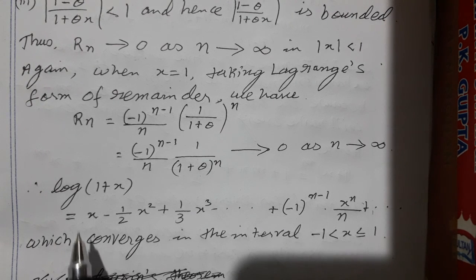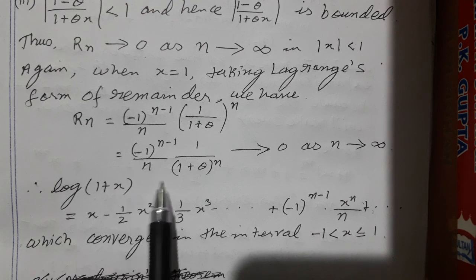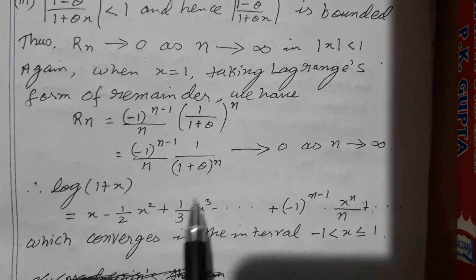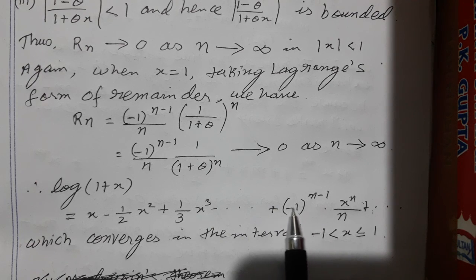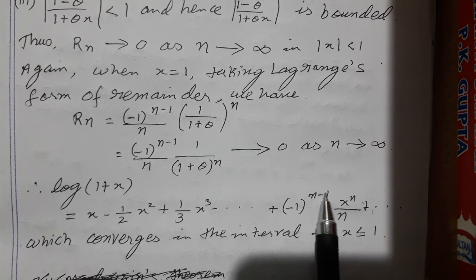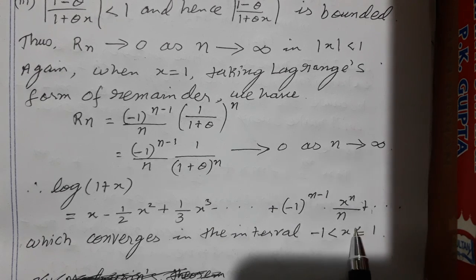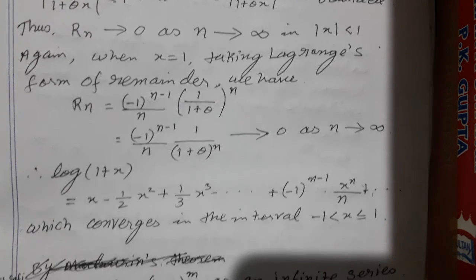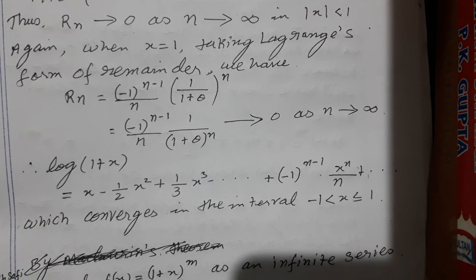So that's why we have log(1 plus x) equal to x minus half x squared plus 1 by 3 x cubed minus plus (-1) to the power n minus 1 x to the power n by n plus so on, which converges for all values lying in -1 less than x less than or equal to 1.